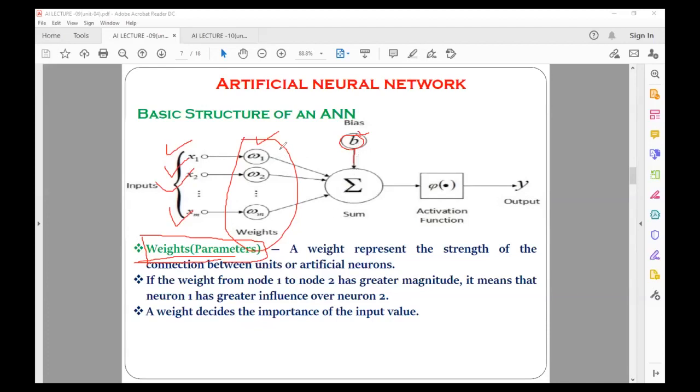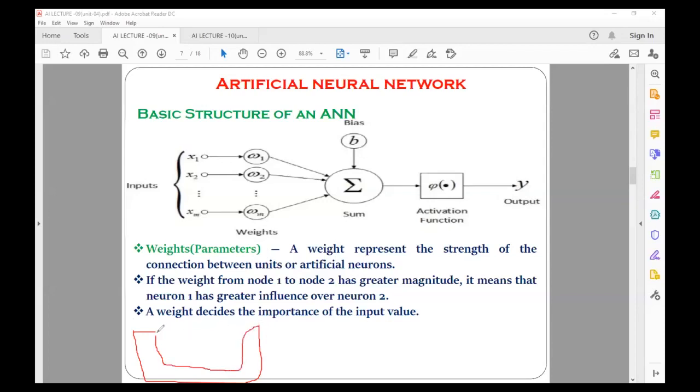Now let me give you an example of what exactly this weight is. In the learning concept, we have seen the different types of learning algorithms before this. The first learning algorithm that we saw was the supervised learning algorithm. In that I gave you the example of different kinds of fruits. You must be remembering, correct?